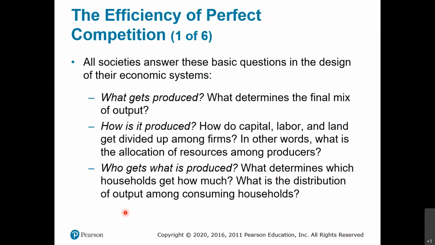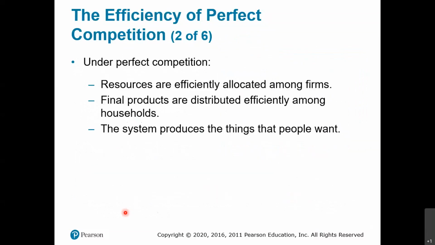So we're back to our three basic questions that we started the term with. What gets made? How do you make it? And who gets what's made? Now, as long as we are in perfect competition, we're making the right stuff. Why? Because if you're making stuff nobody wants, they don't pay you and you go out of business, right? Resources are efficiently allocated among firms. What does that mean? That means if you're an inefficient firm, an efficient firm is going to kneecap you and send you out of business. So the efficient firms get the resources and the inefficient firms get kneecapped.